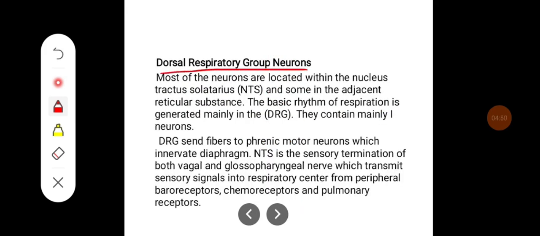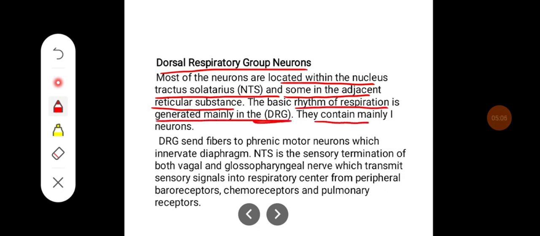Dorsal respiratory group of neurons. Most of the neurons are located within the nucleus tractus solitarius and some in the adjacent reticular substance. The basic rhythm of respiration is generated mainly in the DRG. They contain mainly the I neurons. The DRG sends fibers to the phrenic motor neurons which innervate the diaphragm.